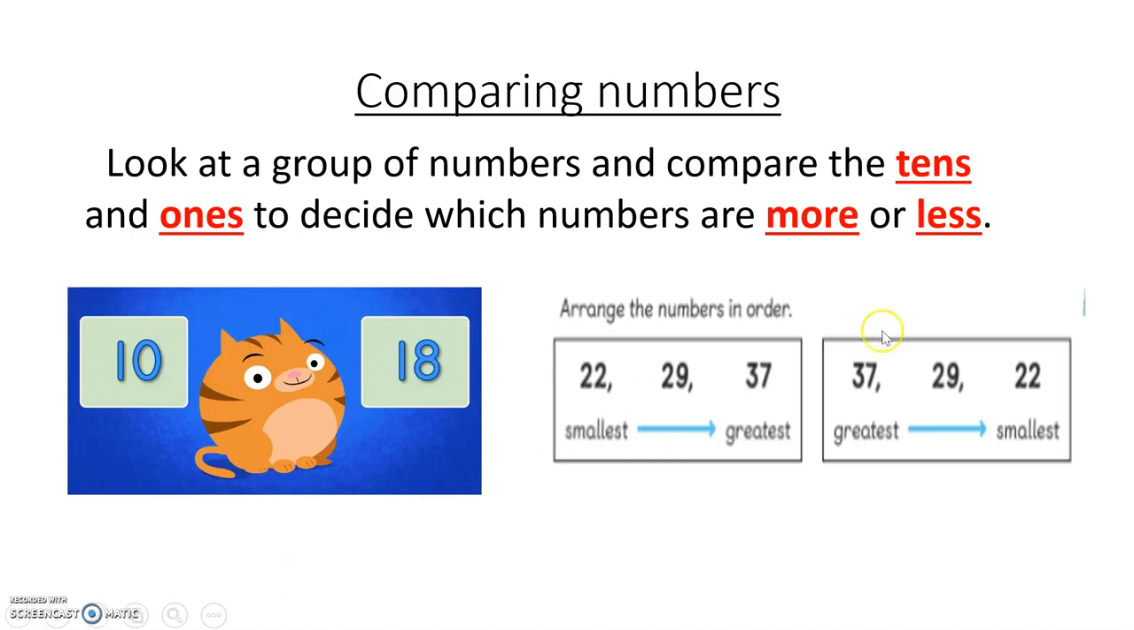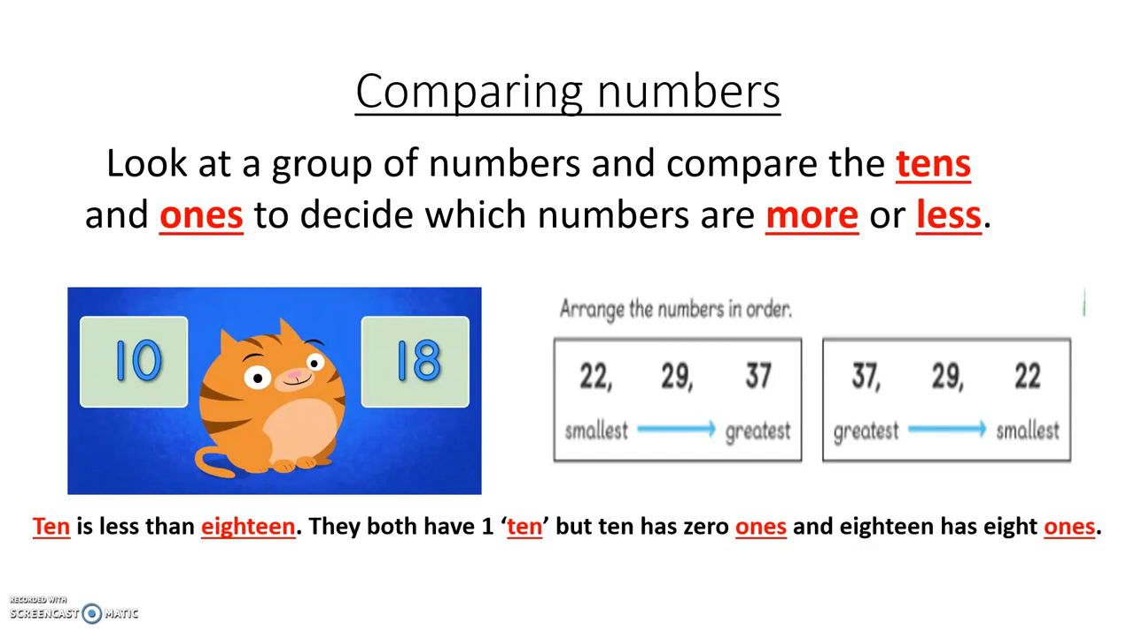We can also arrange numbers in order. 22 is the smallest number, and then 29, and 37 is the greatest. But we can order them from greatest to smallest. 37 is the biggest number, and then we would put 29, and then 22 as the smallest number.